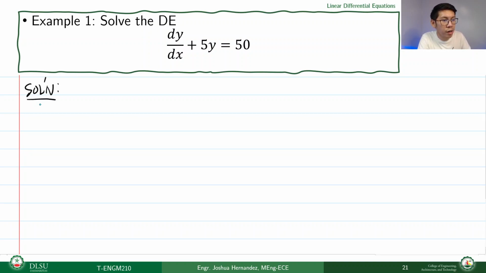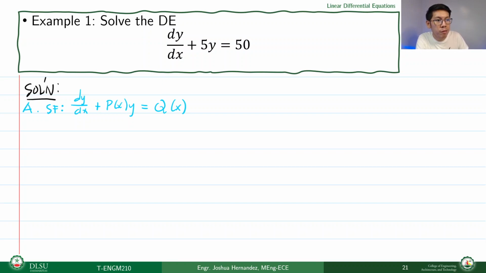Okay. So, what's our first step? Our first step is to take a look at the equation to see if it is in standard form. And what is our standard form? Correct: dy over dx plus p of x y equals q of x. Now, let's compare by simple visual inspection the given equation, dy over dx plus 5y equals 50. We can easily notice that p of x is equal to 5 and q of x is equal to 50.